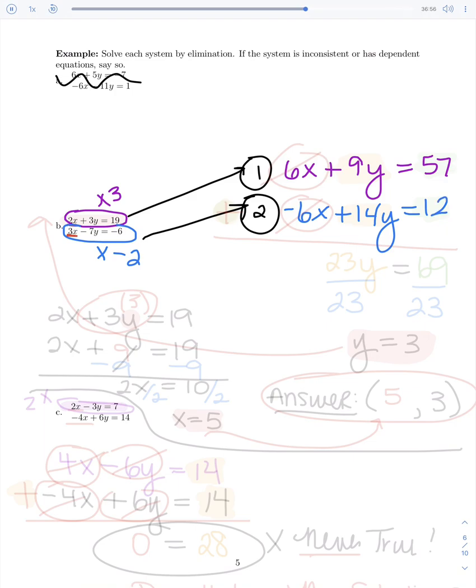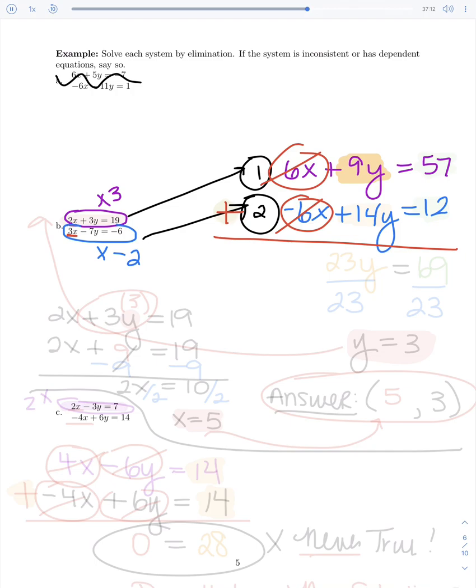Remember, I'm doing this so that I can eliminate. So when I add, a variable should eliminate. The 6x added to the negative 6x do cancel out and eliminate. That's what we wanted. Then I just need to add everything else normally.